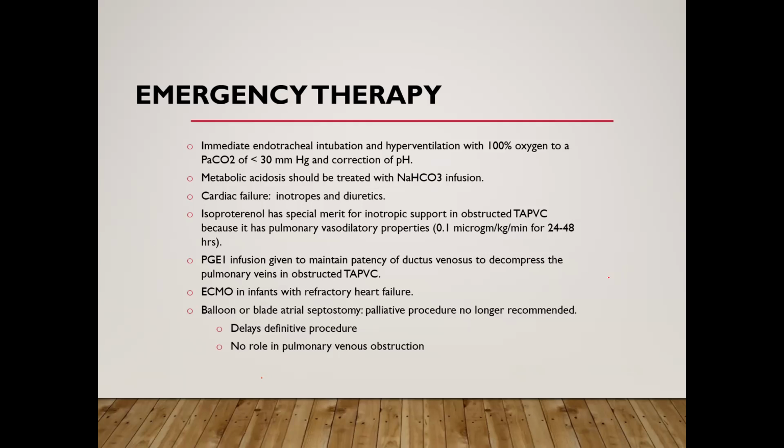Isoproterenol has specific merit because of its pulmonary vasodilatory properties, which will increase the flow. PGE1 infusion is to be given to maintain patency of the ductus venosus to decompress the pulmonary veins in obstructed TAPVC of the infradiaphragmatic type. ECMO is used in infants with refractory heart failure. Balloon or blade atrial septostomy is a palliative procedure which is no longer recommended, as it delays the definitive procedure, and it is not useful in pulmonary venous obstruction.